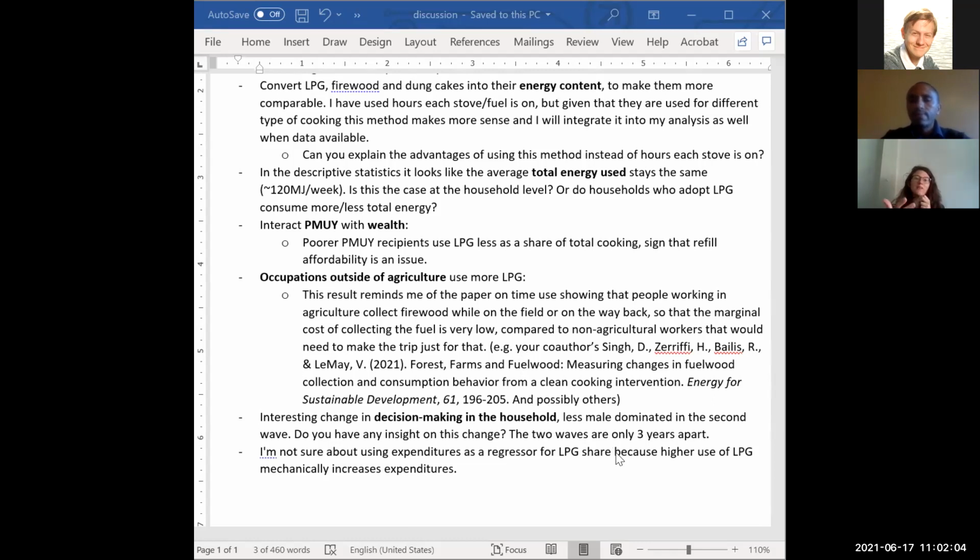So there are more women involved in decision making in the second wave. And I was wondering if you have any insight on what might be happening in this period, because it's just a few years changed, but it seems like women empowerment might be taking place. So yeah, thanks so much.